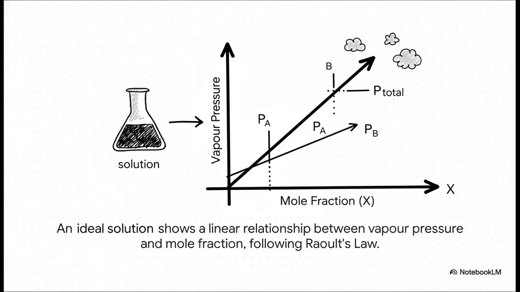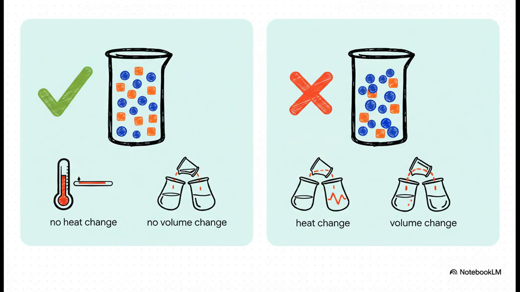Now, when a solution follows Raoult's law perfectly, we call it an ideal solution. And this graph right here shows you exactly what that looks like. You can see it, right? As the mole fraction of one part goes up, its vapor pressure goes up in a perfectly straight line. The total pressure is just the two lines added together. Super clean. But of course, the real world is messy. Most solutions are not ideal.